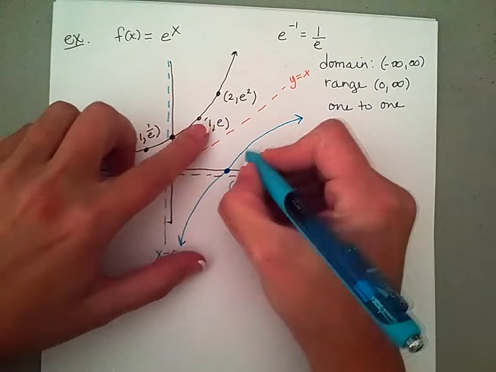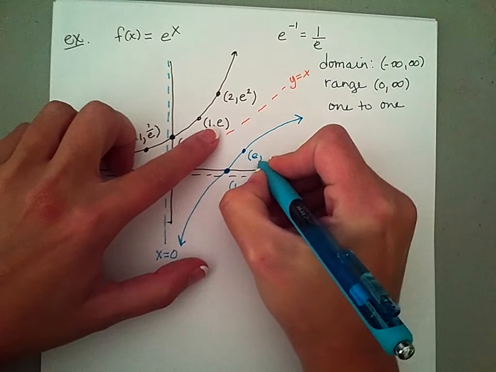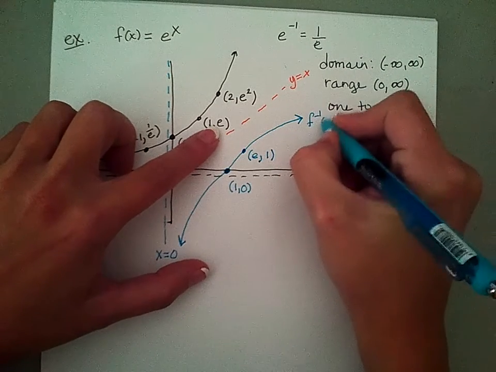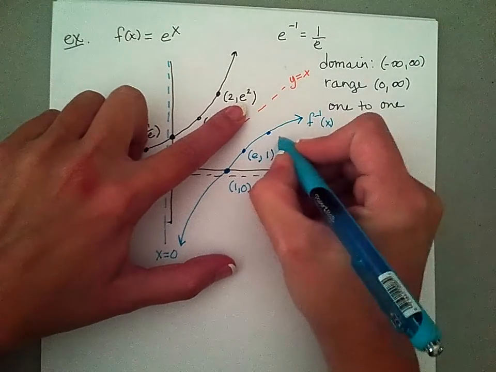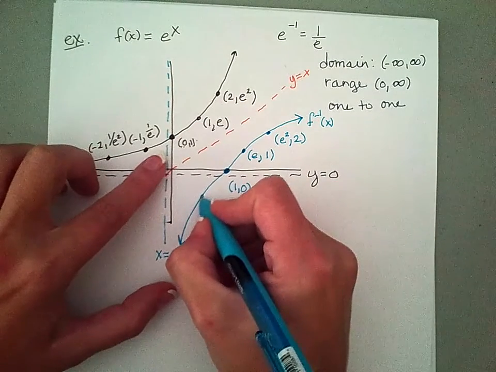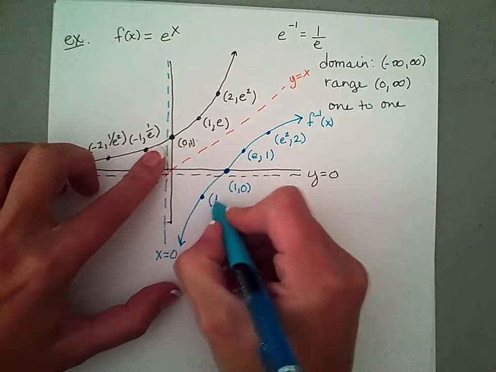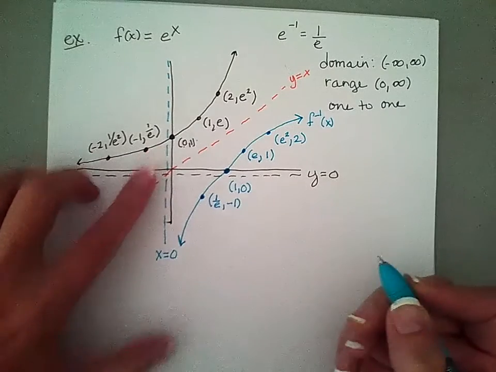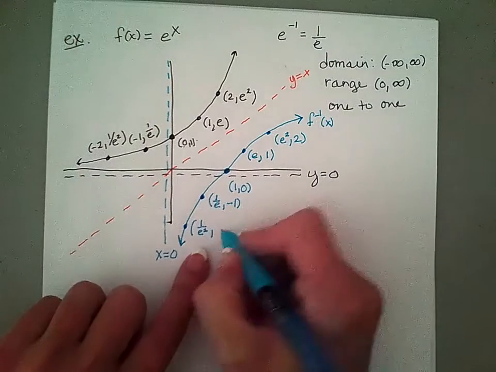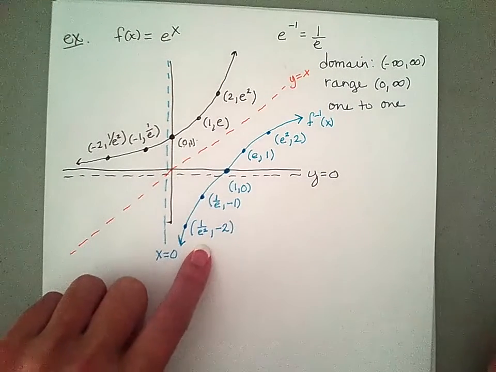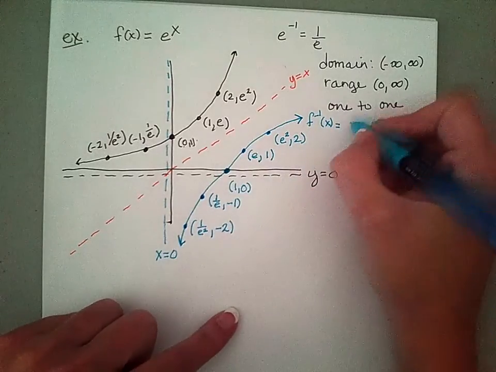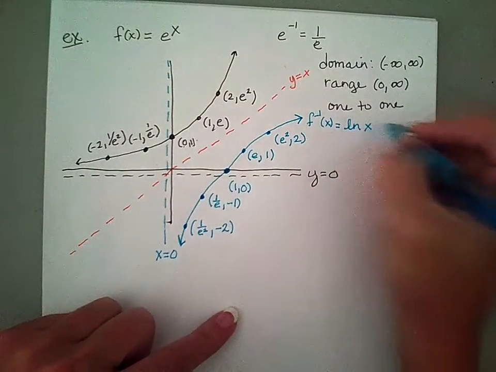And now to label it, we'll just flip-flop the points. So when x is e, the inverse function is equal to 1. If we have e squared, then it's 2. At 1 over e, there must be the point negative 1. At 1 over e squared, we must have the point that has negative 2 involved. Okay, so this is its inverse function, and the inverse function is written as the natural log of x.